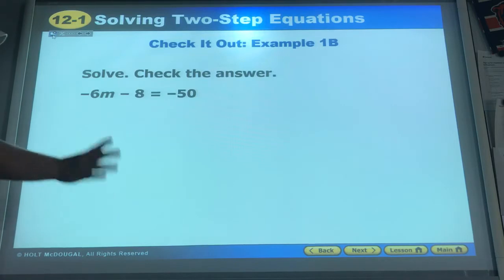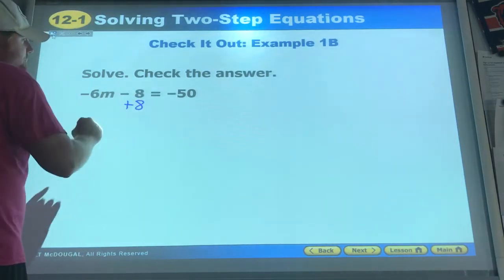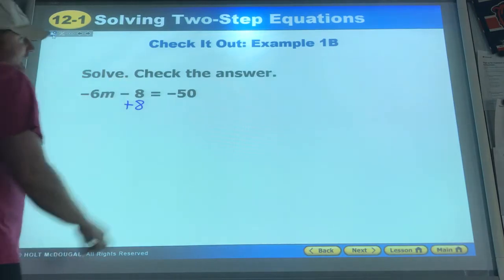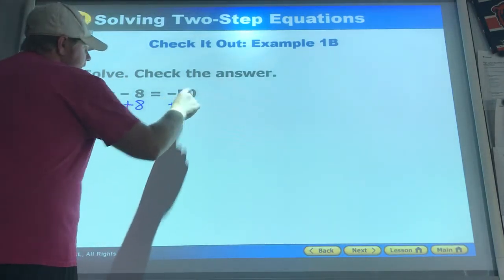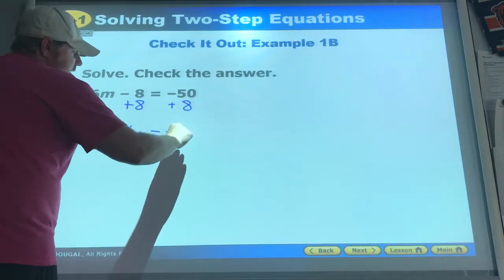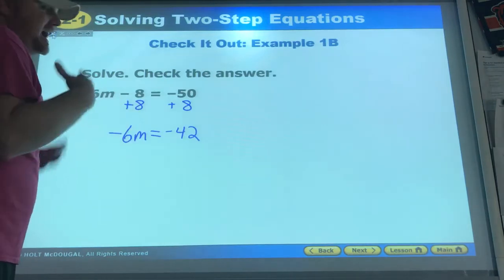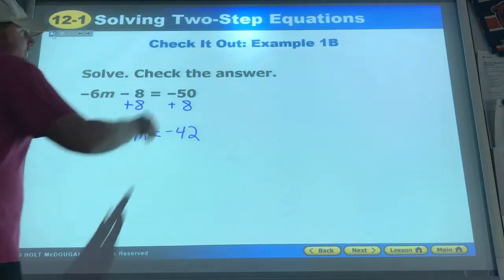Now that you've tried it on your own, here I am again. I'm going to add 6 because inverse operations, they're subtracting 6. So to remove it, I want to add that, do the opposite. 8 over there, so negative 6m equals negative 42. All right, you have to think addition, subtraction, how that works. Remember, look at the signs.